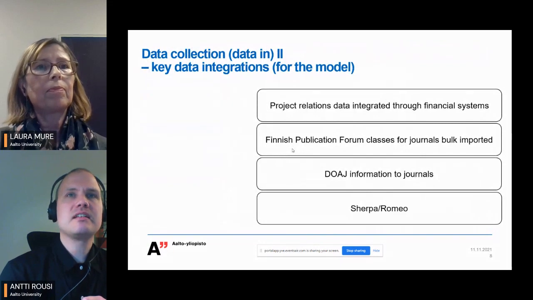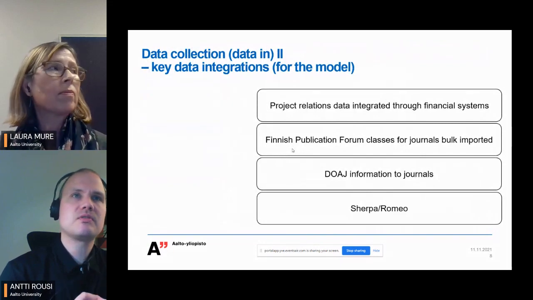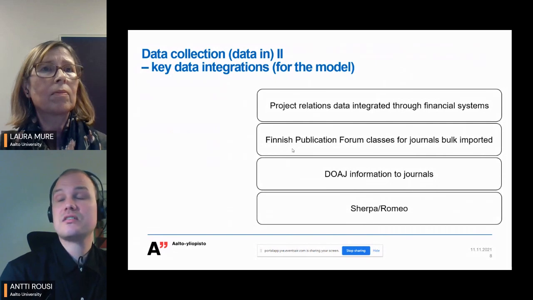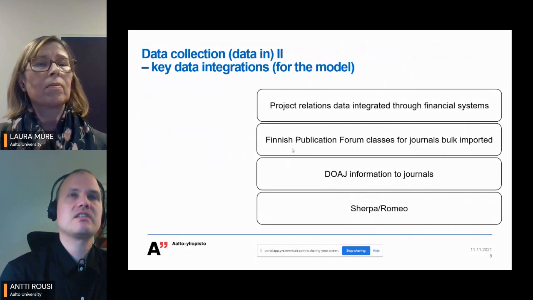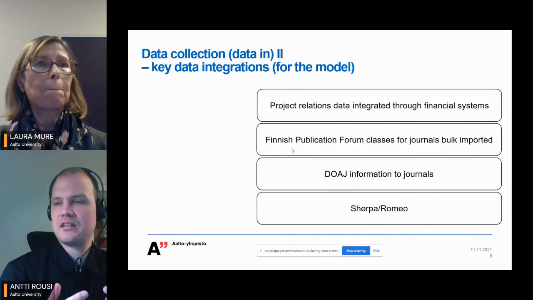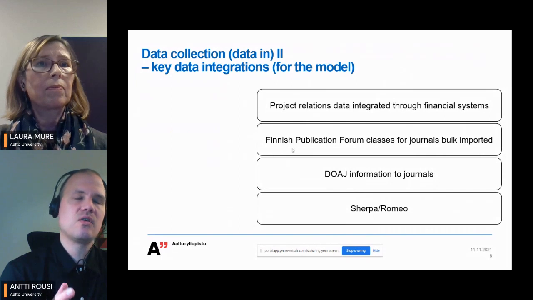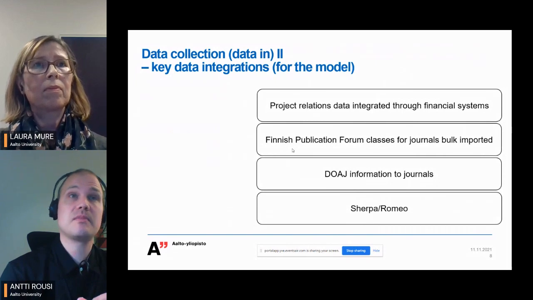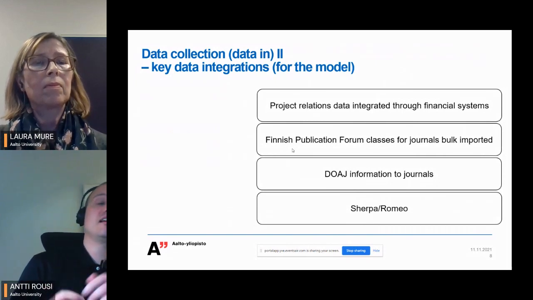And then when we talk about data integrations, as I mentioned, project relations data are integrated from financial systems. We have the Finnish Publication Forum, or JUFO, that classifies journals. It's a 3-category classification: basic, leading and top journals. Other Nordic countries have similar models. So that's something that we also integrate to Pure. And then we have the DOAJ information for journals, which helps us to classify articles to the gold open access type in the VIRTA categorization. And then we have Sherpa Romeo, which helps with the manuscript. But that's basically that. That's data input and that's data integrations.